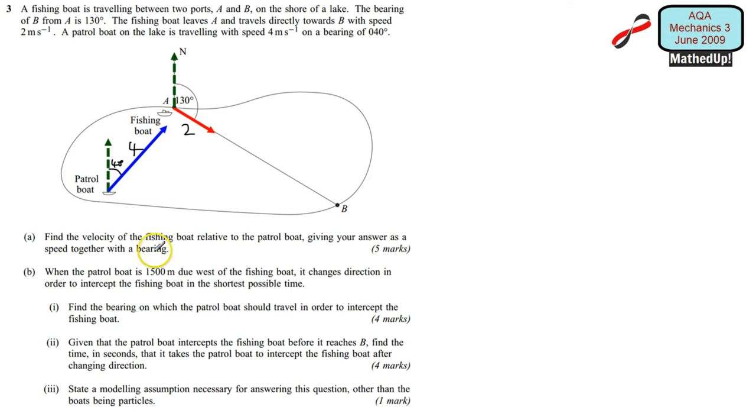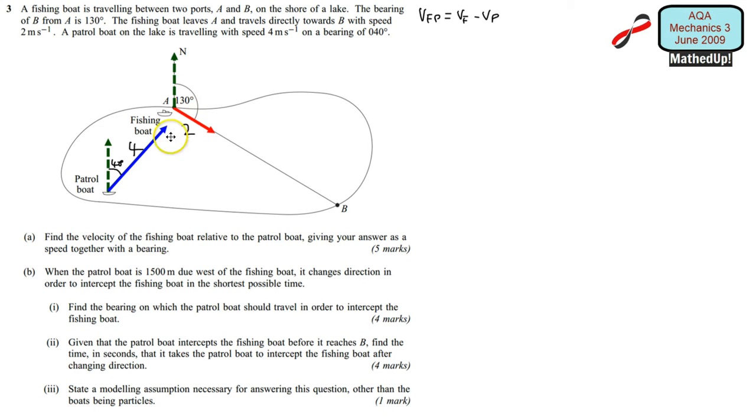Okay, and for part A we're being asked to find the velocity of the fishing boat relative to the patrol boat, giving our answer as a speed together with a bearing. So we want the velocity of the fishing boat relative to the patrol boat. And I know that that's going to be the velocity of the fishing boat take away the velocity of the patrol boat. So I'm just going to write down the information that I know over here. So we want the speed and the bearing. So we're going to have a go at doing this geometrically.